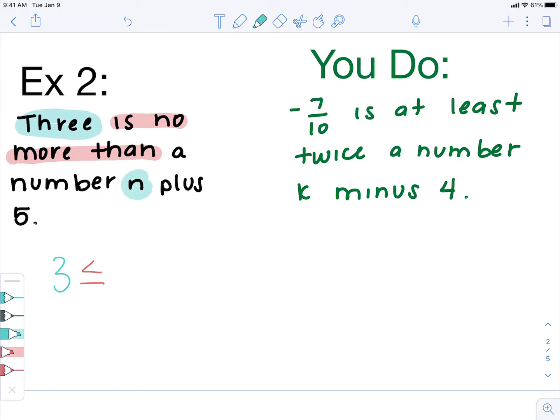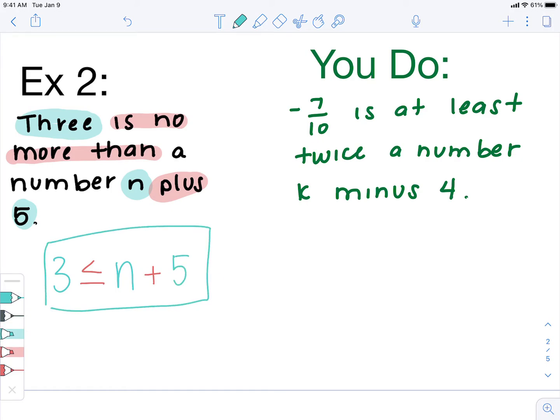a number n. Ooh, plus. Well, gee, that's an easy word to write, right? Plus 5. I've run out of words, so I am done.